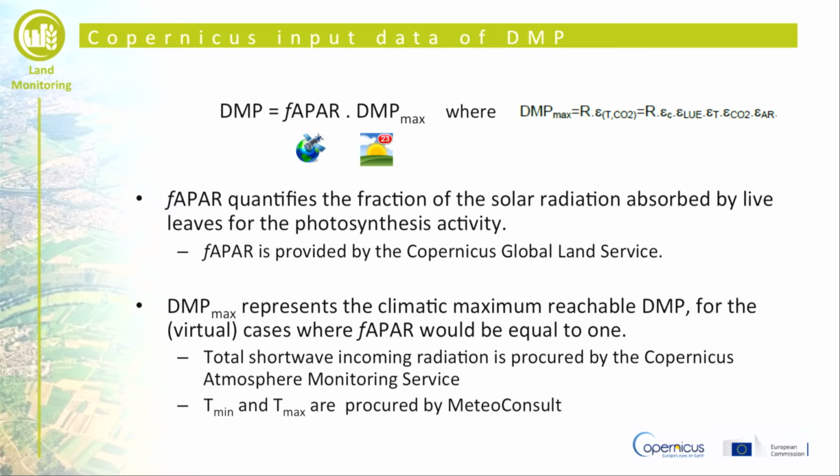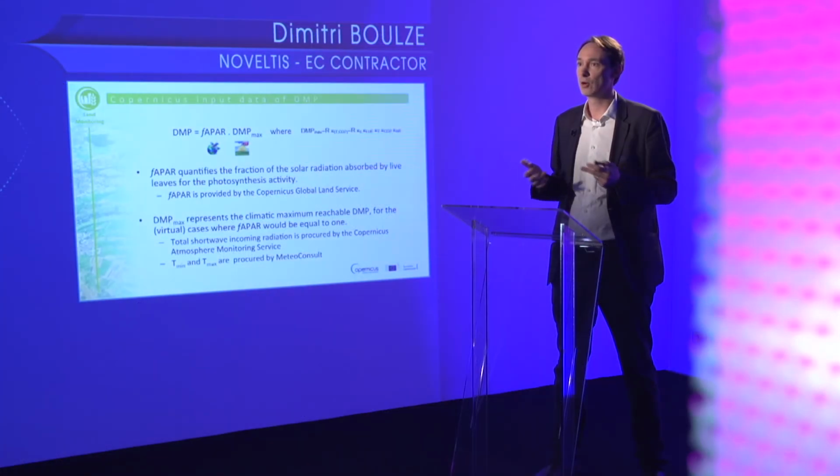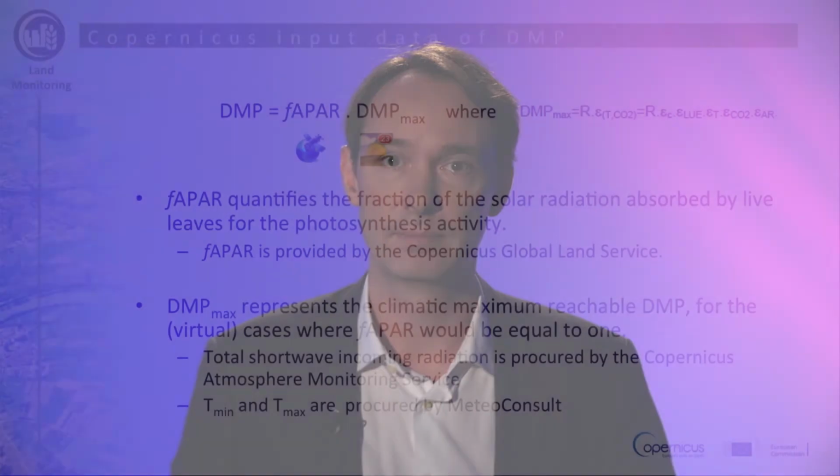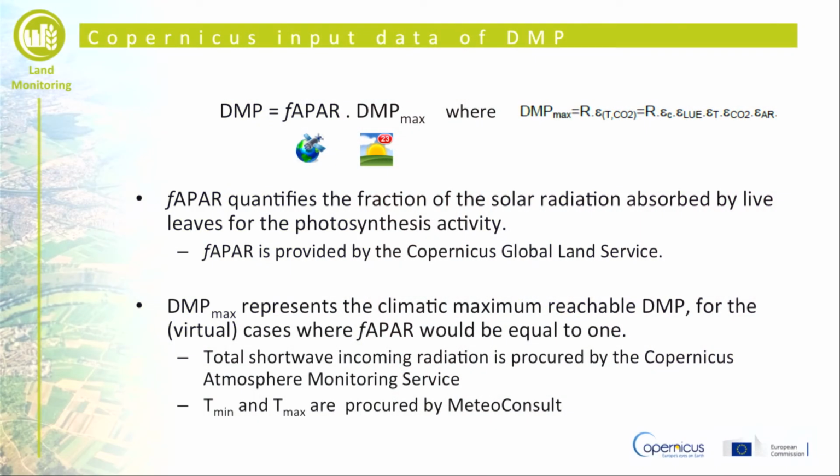DMP max represents the climatic maximum reachable DMP for the virtual cases where FAPAR would be equal to 1. The total shortwave incoming radiation needed is procured by the Copernicus Atmosphere Monitoring Service (CAMS) and is used by the Copernicus Land Monitoring Service (CLMS) to estimate this DMP max. Minimum and maximum temperatures are procured by a meteorological provider. So, we see that DMP can be estimated with remote sensing data and meteorological data information.